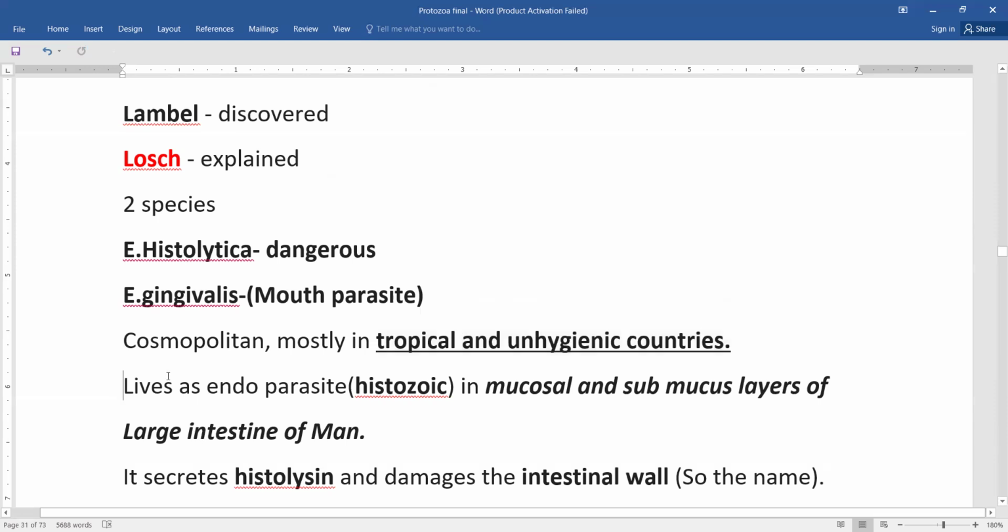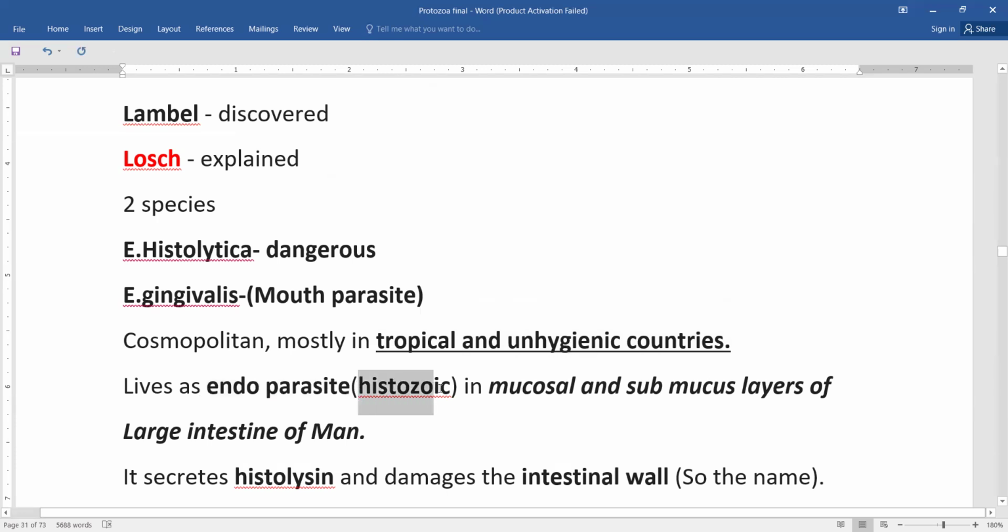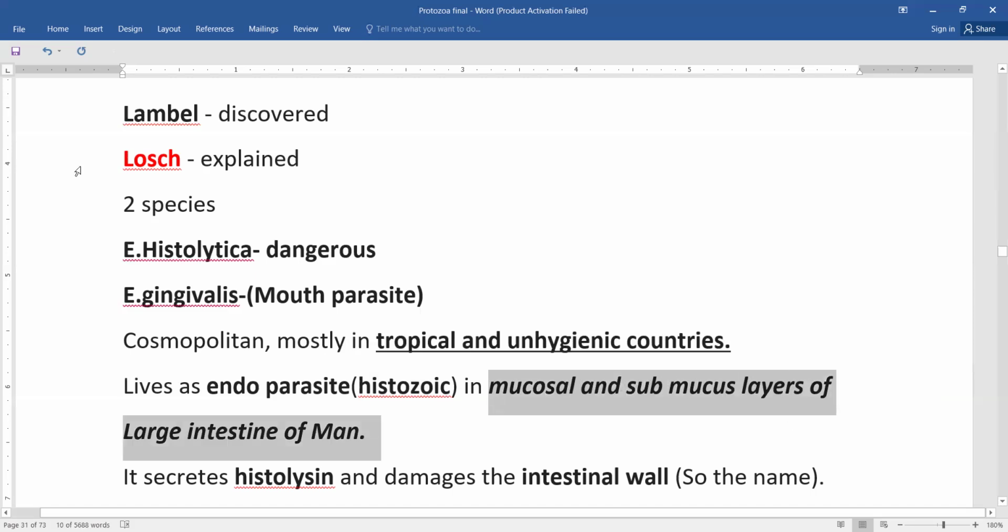This is important, you should remember where it resides. Entamoeba histolytica lives as an endoparasite, or you can also call it a histozoic parasite. That means it lives within the tissue, in the mucosal and submucosal layers of the large intestine.